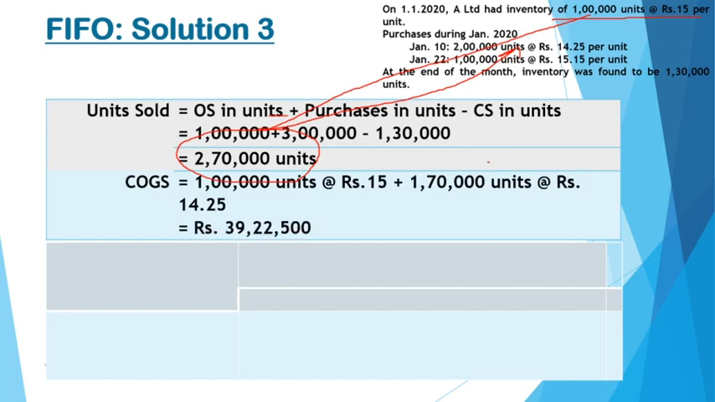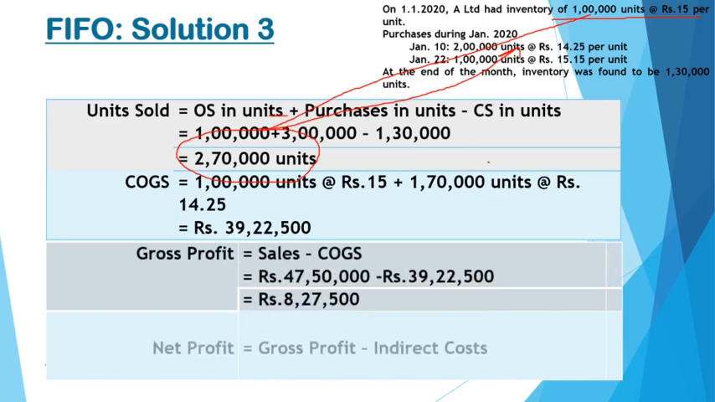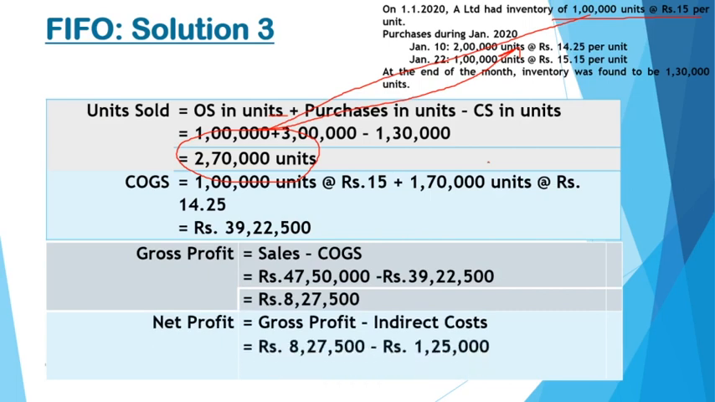Now we are given the selling price also. Sales are given. So gross profit will be sales minus cost of goods sold, and then net profit will be gross profit minus indirect cost.